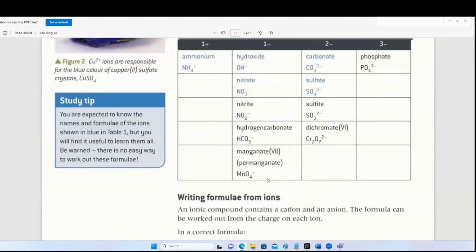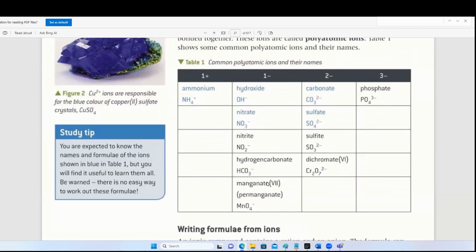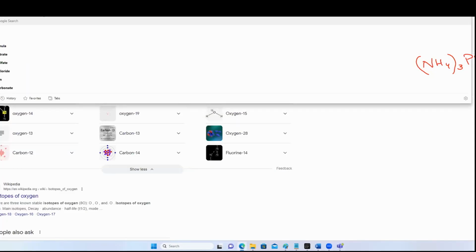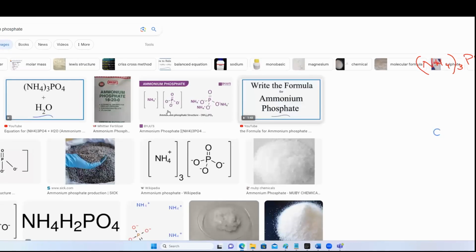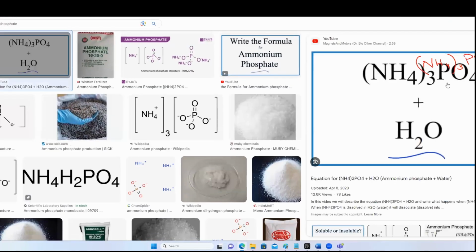So how would you write that? Ammonium phosphate, if it exists, we will write it like this: (NH4)3PO4. I think it exists. I'm not making it up, because I have heard of it. I think it's used in making fertilizers. Ammonium phosphate. If you see there, it's just like how I have written it: NH4, then three, and then PO4.